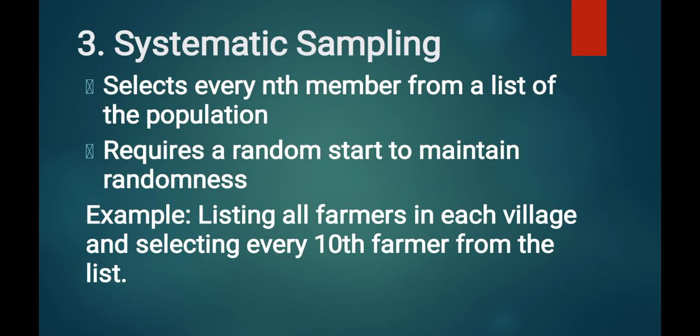Let's go to number 3. We have systematic sampling. This is simple. You just select every member from a list of the population. It requires a random start to maintain randomness. For example, listing all farmers in each village and selecting every 10th farmer from the list.